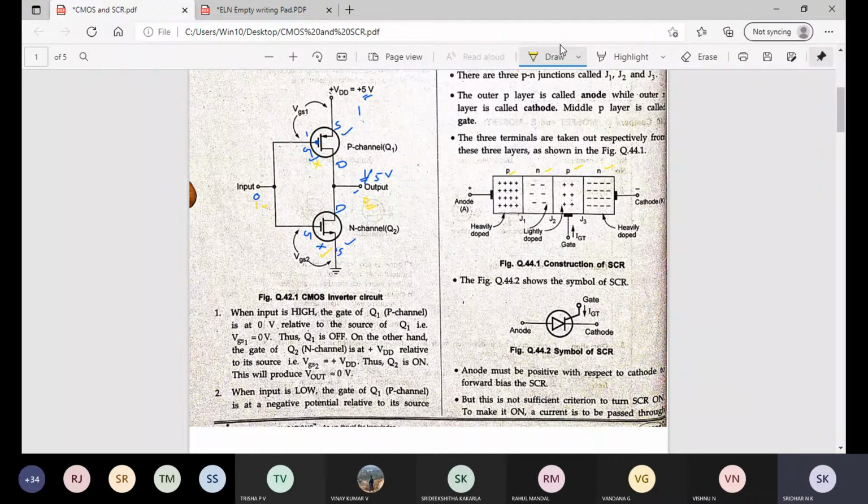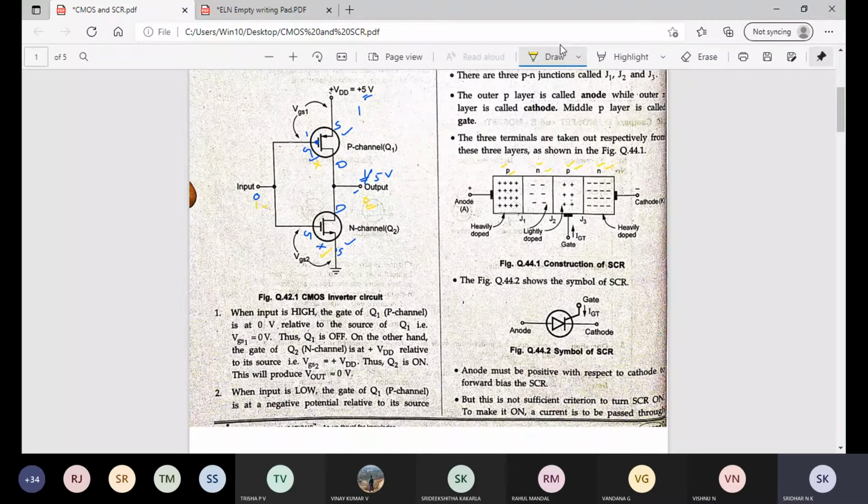You can see here, this P region is one layer, this is one more layer, and this is one more layer, and this is one more layer. That is, it is a 4-layer device, P N P N. You should write in this order only. Now from the last two, that is P and N, anode and cathode are taken out.